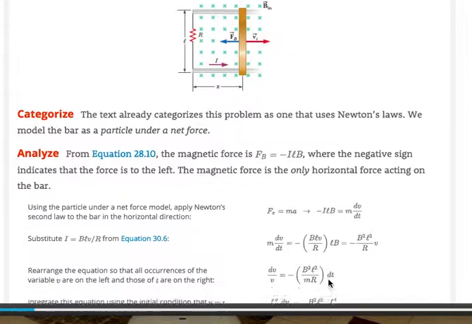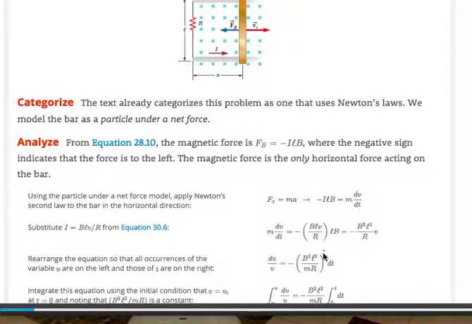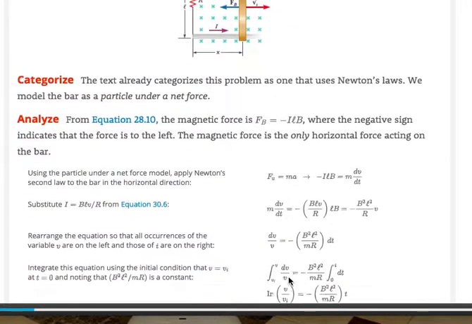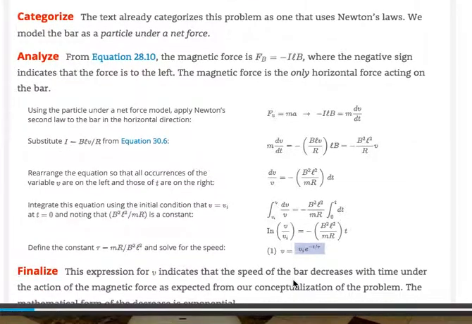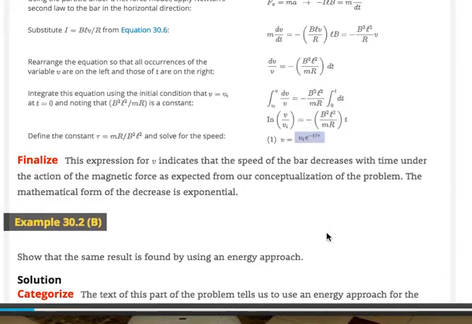When you put all that together, you get all this stuff. Move the velocity to the other side, integrate both sides. You get this ln term. There's nothing over here except for time. And you're left with the speed is equal to the initial speed times e to the negative t over tau. And that tau is that big old thing.